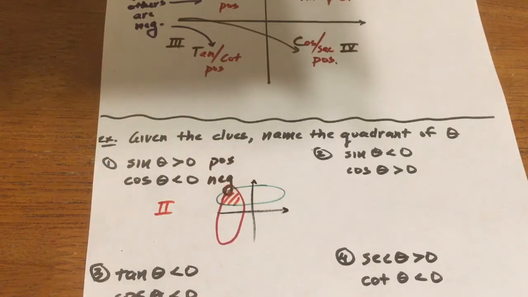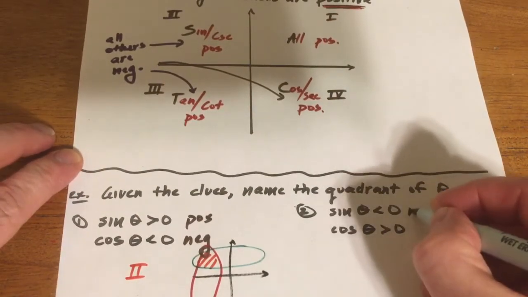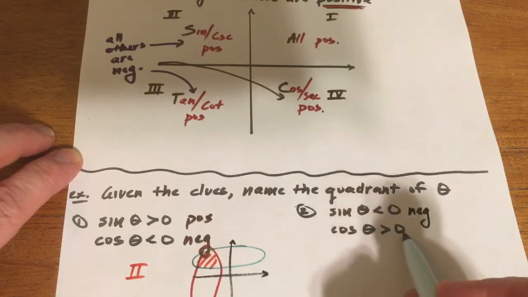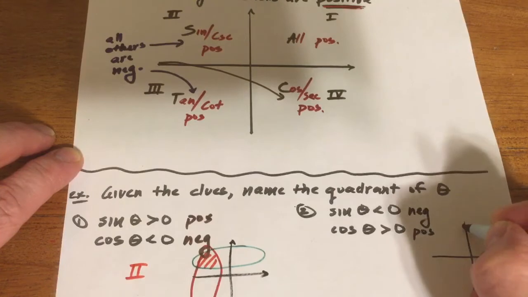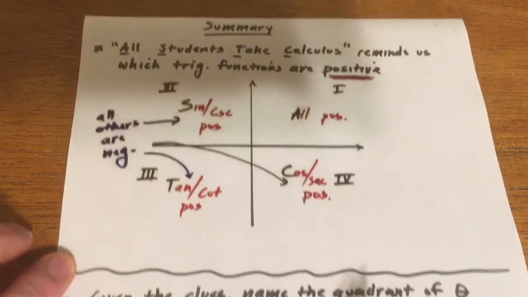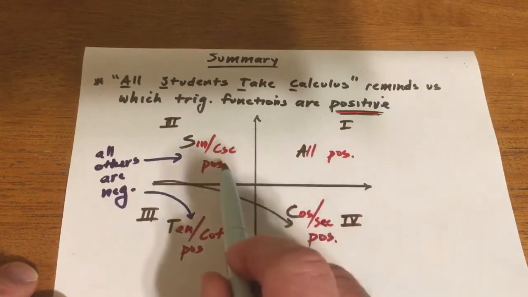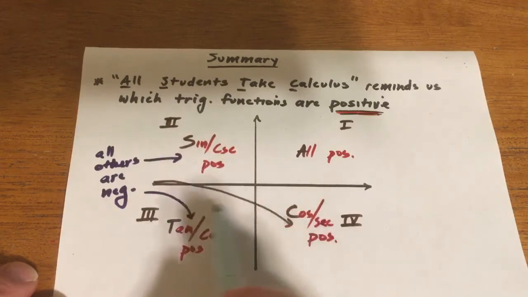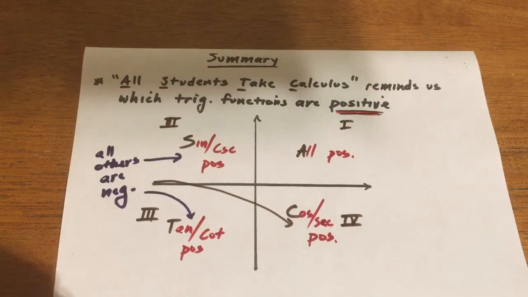Let's try one more example here before I have you try some on your own. Let's take a look at number 2. Here it says sine theta is less than 0, so sine theta is negative. Cosine theta greater than 0, so cosine theta is positive. Let's organize our information. Where's sine theta less than 0? Well, let's look above. Sine theta is not going to be negative here because everything's positive. It's not going to be negative here. So it's going to be negative in these 2 quadrants, quadrants 3 and 4. Let's go ahead and put a circle in quadrants 3 and 4.